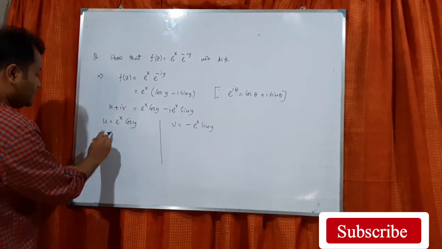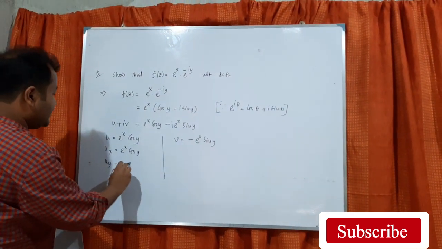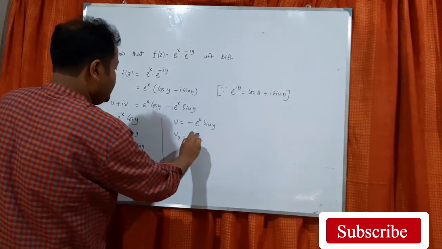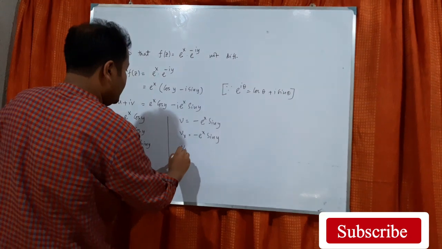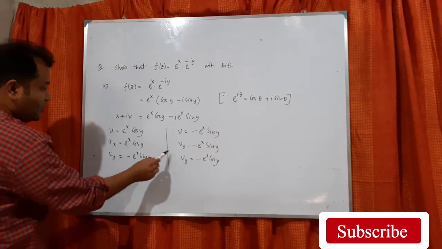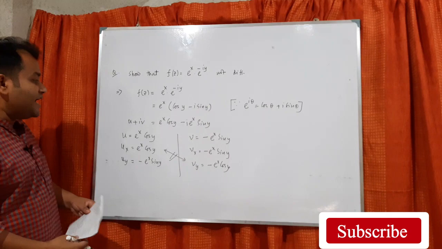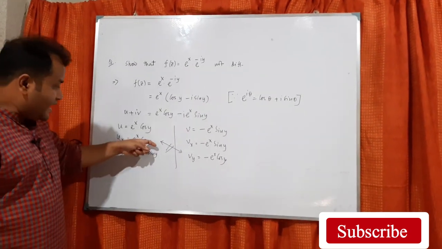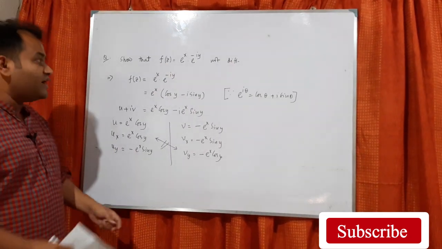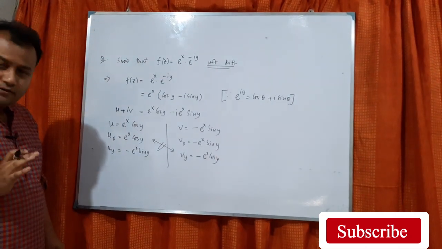Now what is ux? Ux is e power x cos y, uy should be minus e power x sin y, vx should be minus e power x sin y, vy should be minus e power x cos y. Now you see ux is not equal to vy. So here also CR equation is not satisfied. As one of the equations is not satisfied, CR equation is not satisfied, hence this function is not differentiable at any point. Understand?